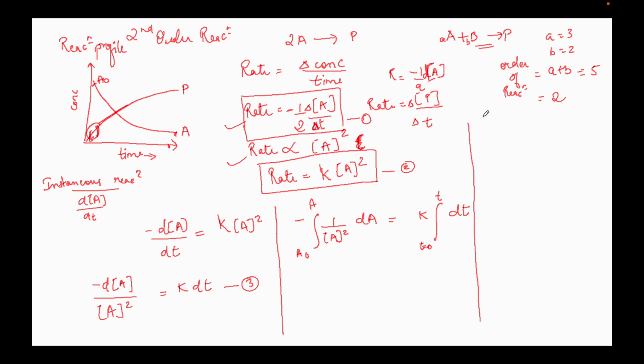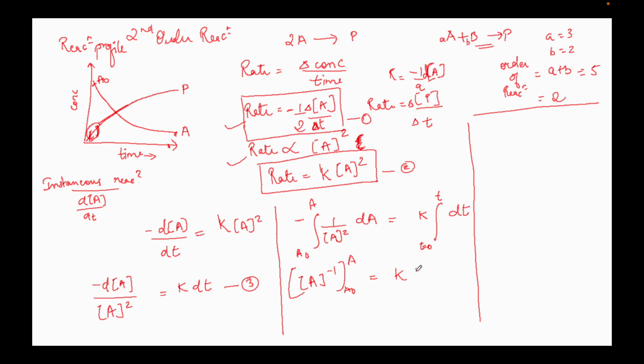So by integrating here, we have to integrate, and by integrating we'll get A raised to minus 1 between the limits A0 and A, and here we'll have only a t term, right?